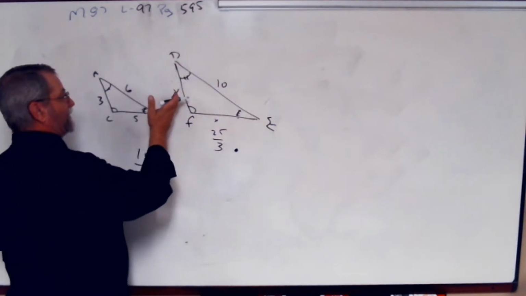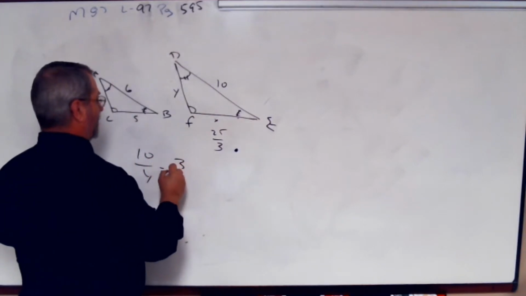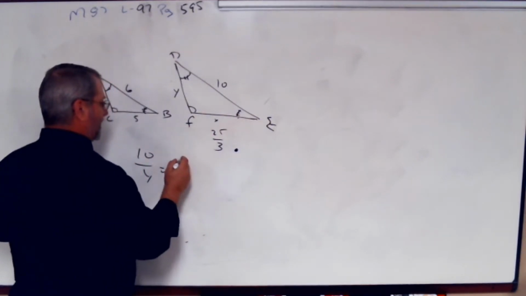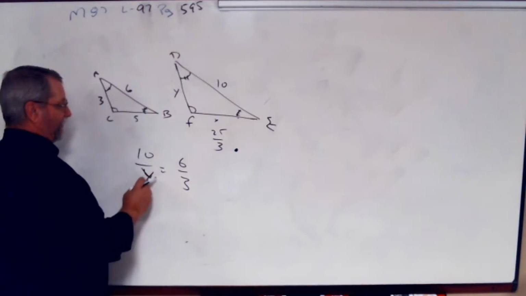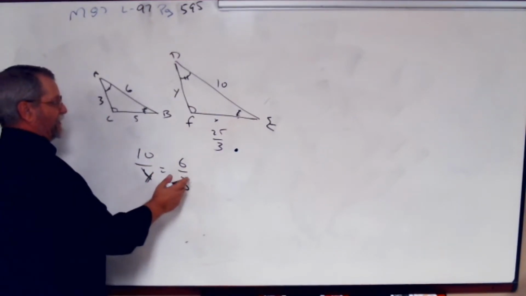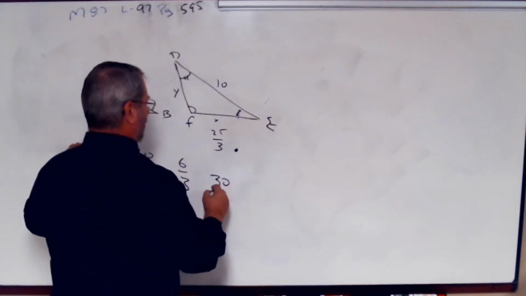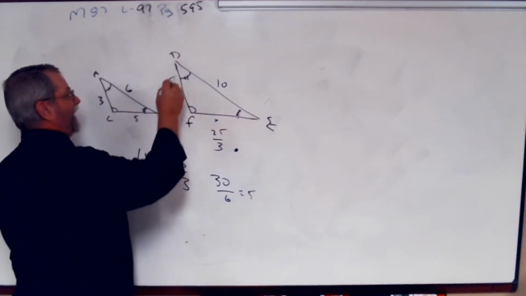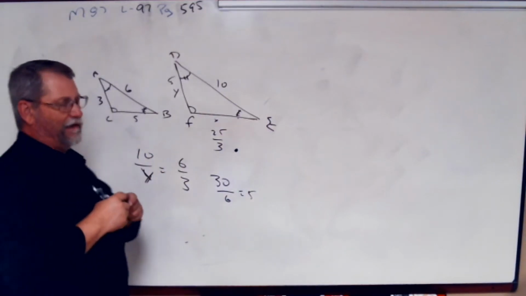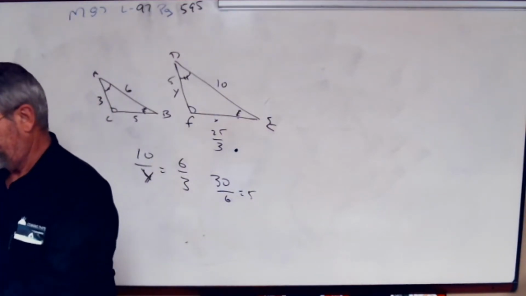If I do this over this, I'm going to do this over this. 6 over 3. 10 times 3. This is a y, not a 4. 10 times 3 is 30, divided by 6 equals 5. So this side over here is 5. Okay? Does that kind of make a little bit of sense what we're doing there?